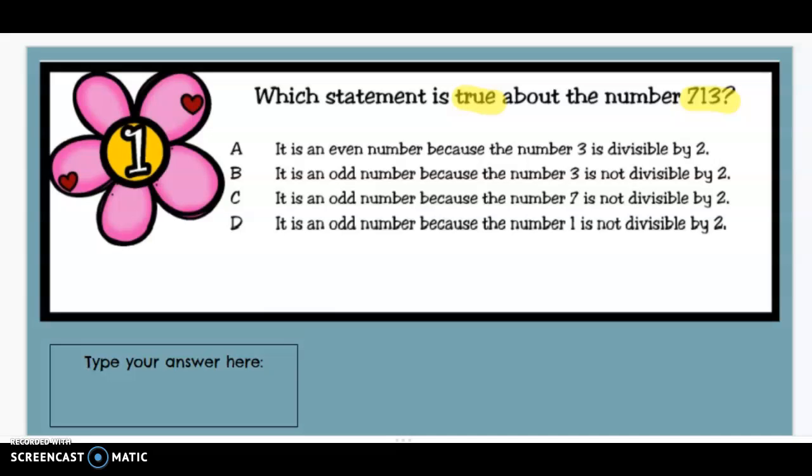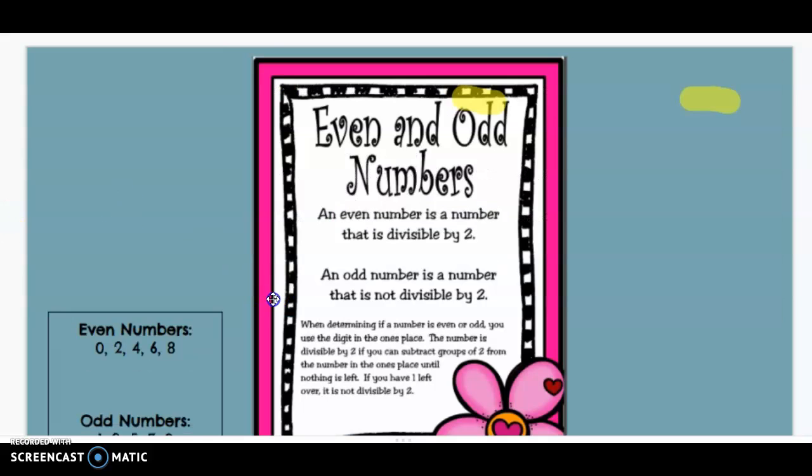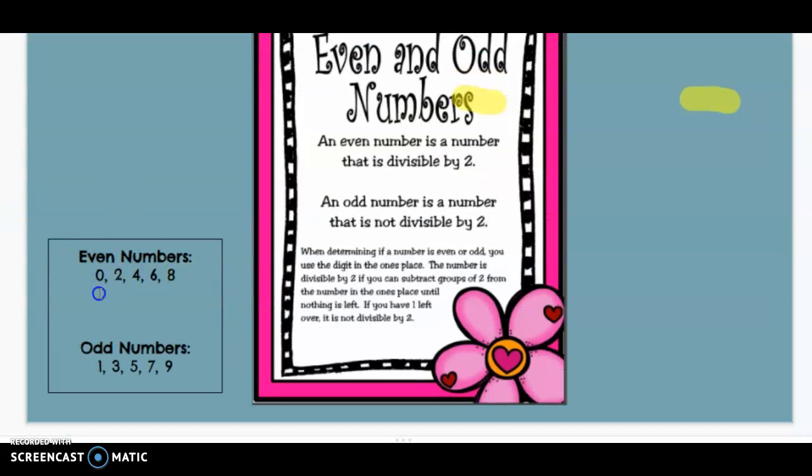Well, remember, we're going to be talking about even and odd numbers and being divisible by 2 if it's even, and not being divisible by 2 if it's odd. So let's review our even numbers: 0, 2, 4, 6, 8. And then our odd numbers, 1, 3, 5, 7, 9, okay?